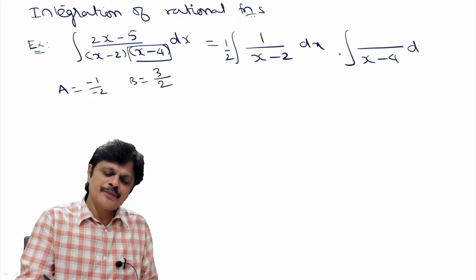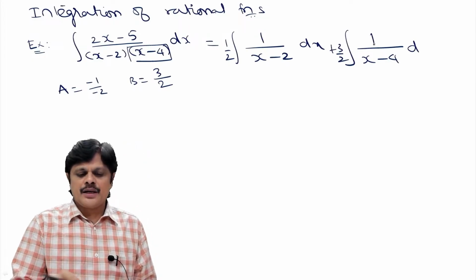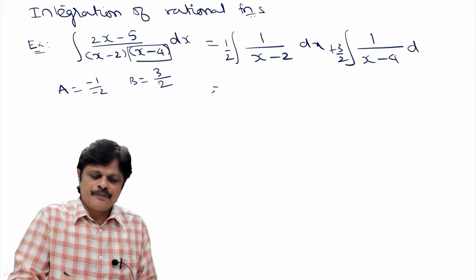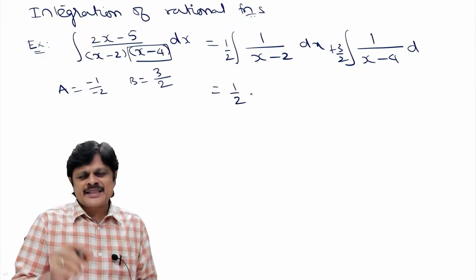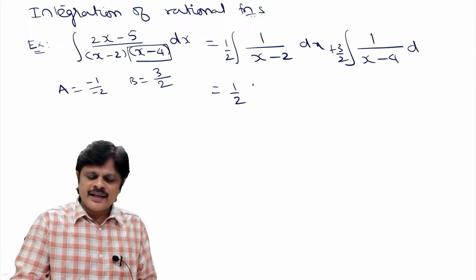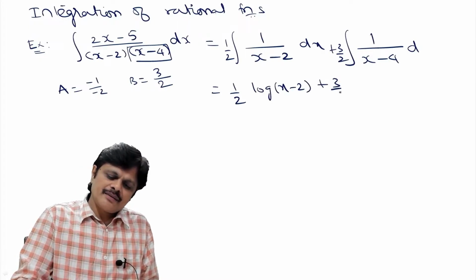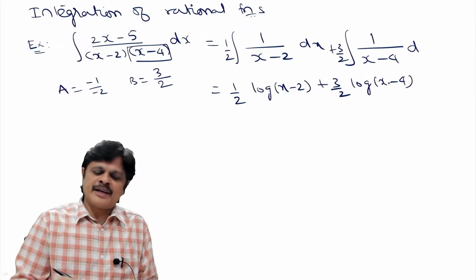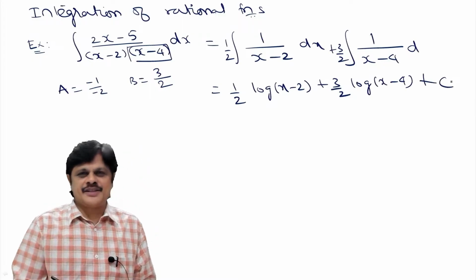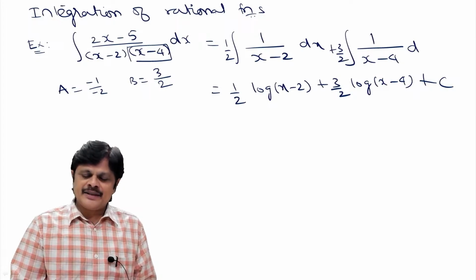It will not trouble you. 3 by 2, you can just write 1 here. Now it is integral 1 by x minus 2. See, when it is x minus 2 or x, it does not matter, the answer would be log of that, log of x minus 2. And it is 3 by 2 log of x minus 4 and constant of integration. Is the idea clear? Like that.